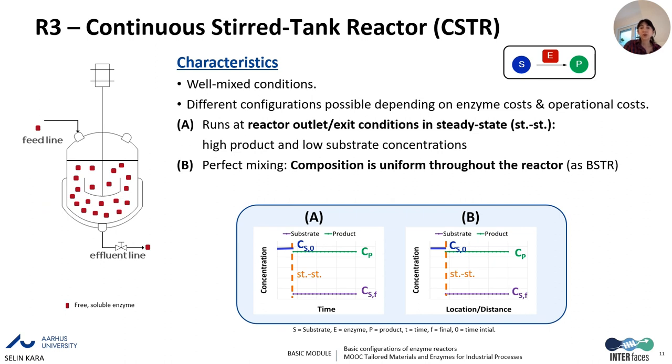As the third reactor, we move to the continuously operated stirred tank reactor, CSTR. So what are again the characteristics of this ideal reactor? We are working with well mixed conditions, and different configurations are possible depending on the enzyme cost and operational costs.